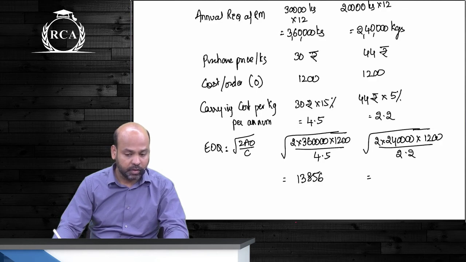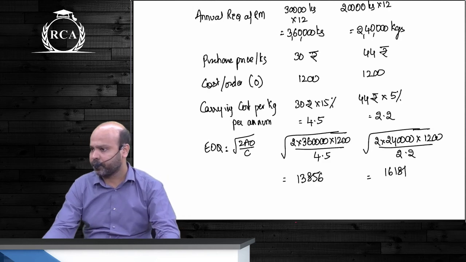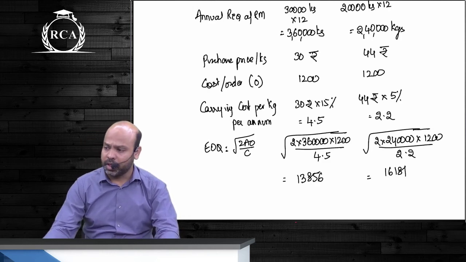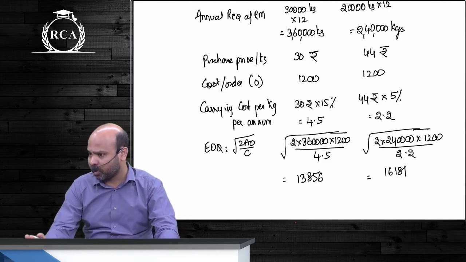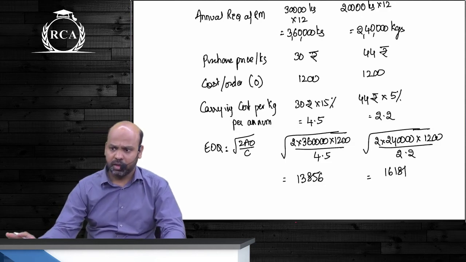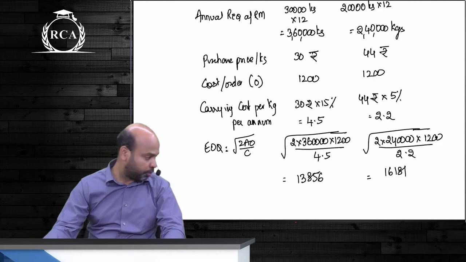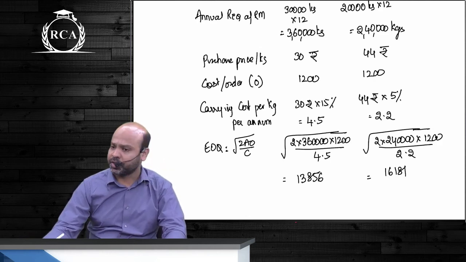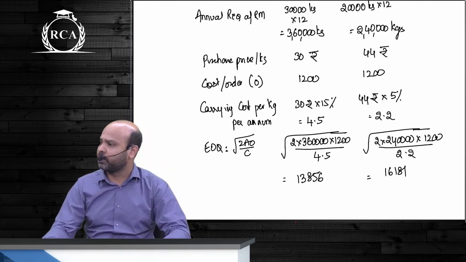13,856, 16,181. This is the EOQ. This is also pretty simple, guys, nothing complicated. Yes or no, guys? Both the bits are very normal. We have done that in a lot of questions. Now comes the third bit, beta.